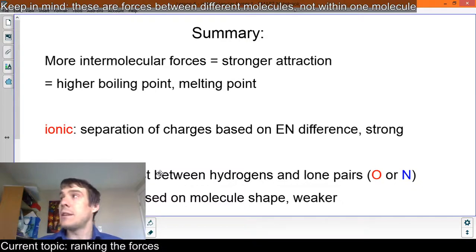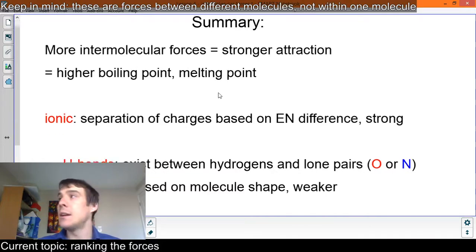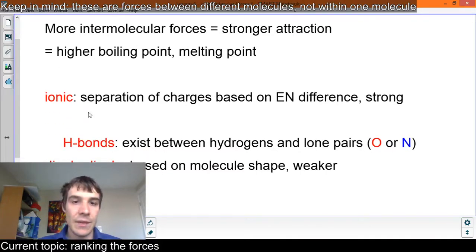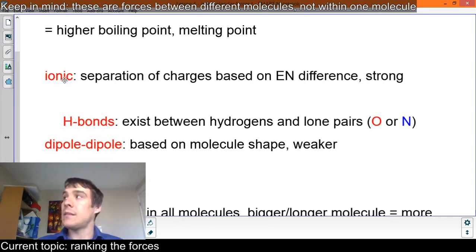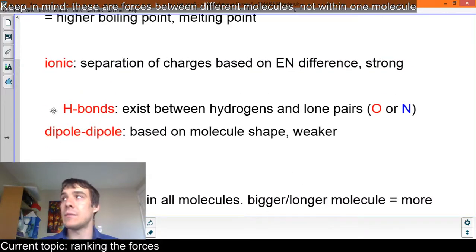So here's the summary. More intermolecular forces means a higher boiling point and a higher melting point. It's not perfect, but it's pretty good. Ionic is the highest. This is in terms of strength, from low to high. Ionic is absolutely the strongest because the two things are right next to each other and they are positive and negative, full positive, full negative, right up next to each other.